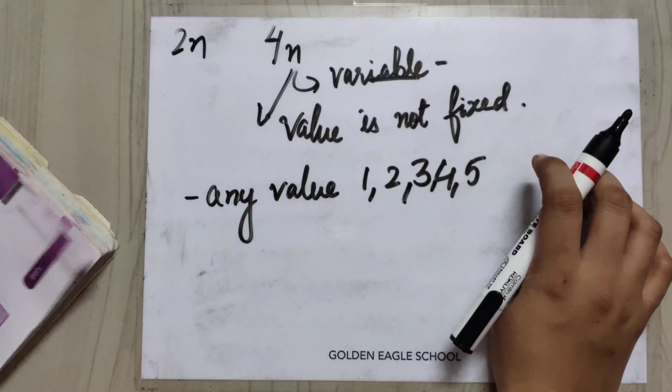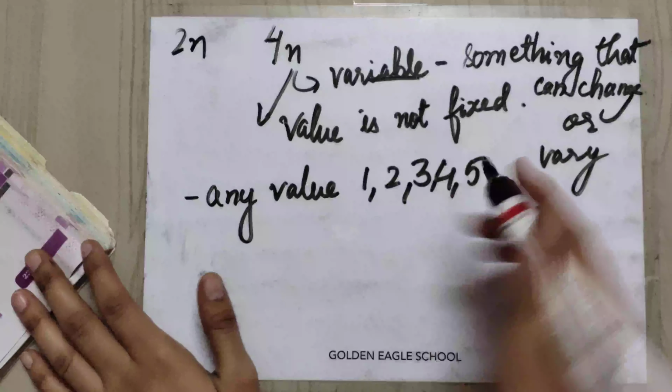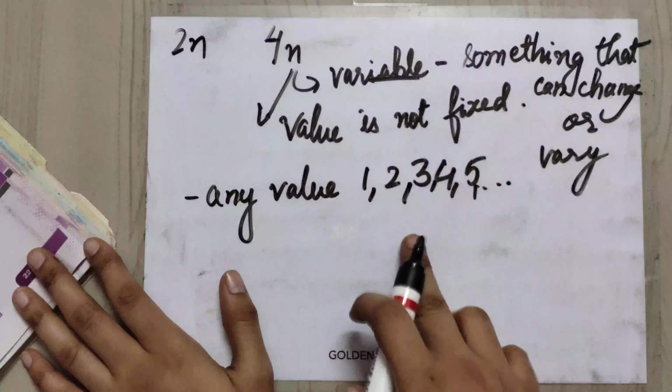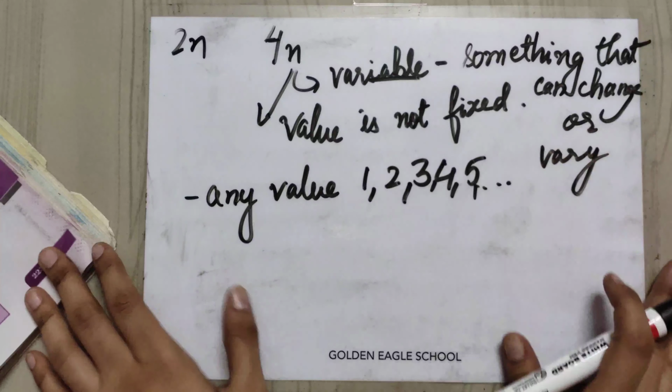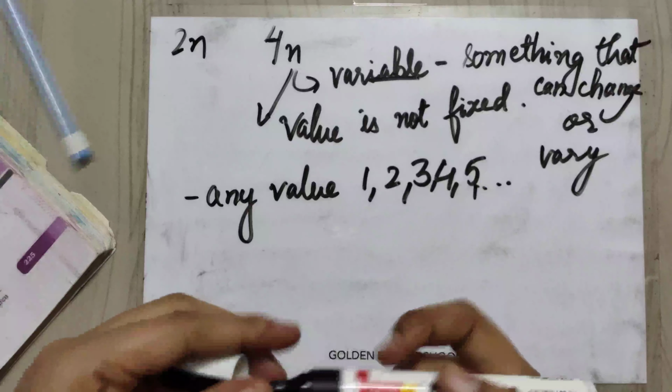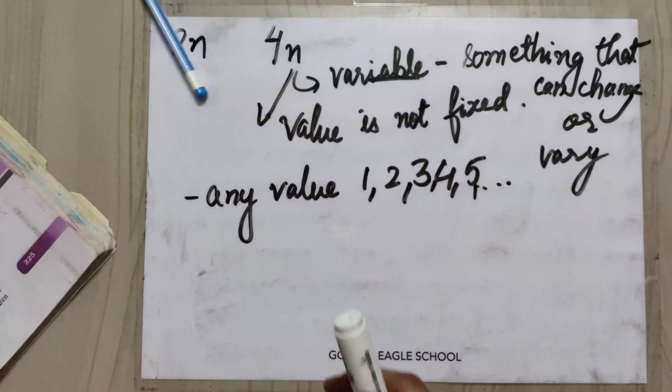Variable means something that can vary. Variable means something that can change or vary. Means it will change after some time. 1, 2, 3, 4, 5, 6, 10, 20, 30, any number. So it is not fixed. It can take different values.